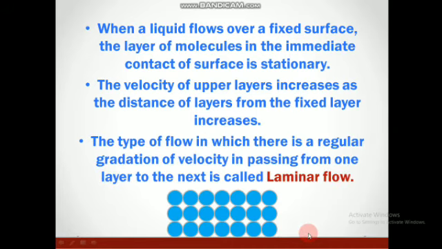The type of flow in which there is a regular gradation in velocity in passing from one layer to the next is called laminar flow. So that is an important point. Here is a gradation, a decrease in velocity, as it comes close to the stationary object. This type of flow, where there is regular gradation in velocity in passing from layer to layer, so this layer is faster than this, which is faster than this one as it goes, is known as laminar flow.